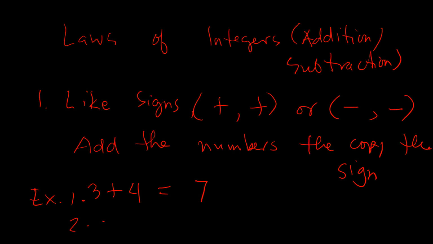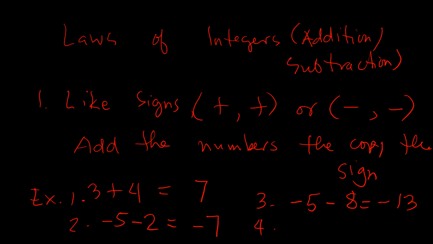Example number 2, we have here negative 5 minus 2. In this case, these are like signs. So we are going to add the numbers. 5 plus 2, that is also 7. And we are going to copy the sign that is negative. Example number 3. I have here negative 5 minus 8. So we have here like signs. Both numbers are negative. So we are going to add this. 5 plus 8 is equal to 13. And then we are going to copy the sign as negative.